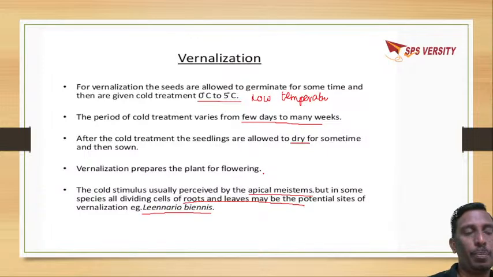So vernalization and photoperiodism both will promote the flowering. Photoperiodism is related to exposure to light, but here it is related to temperature. Both are meant for flowering, but the stimulus is different. It is cold stimulus, there it is light stimulus. So this is the vernalization which takes place in growing plants as well as seeds.